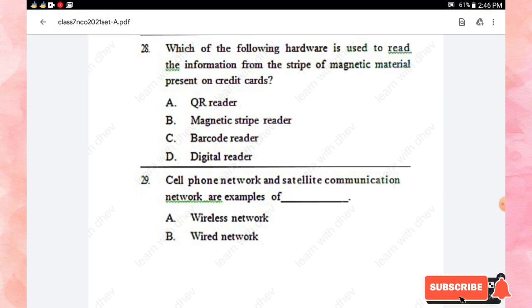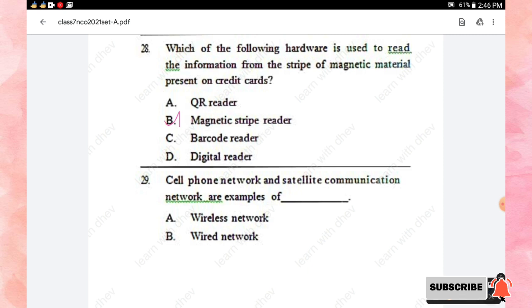Question number 28. Which of the following hardware is used to read the information from the stripe of magnetic material present on credit cards? Options are QR reader, magnetic stripe reader, barcode reader, digital reader. So the right answer is magnetic stripe reader.